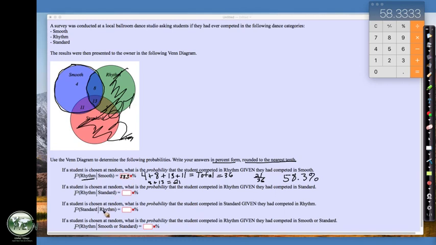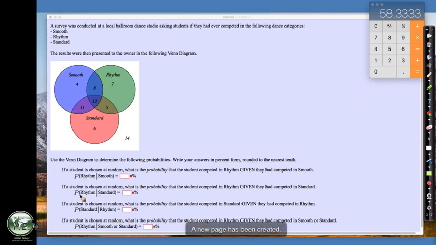58.3. Okay. The next question, you can read through it or we can read the mathematical part. We're given that the student has taken standard, so that's going to be just the standard circle, and then we want the probability that we choose someone who has done rhythm. So if you want to write any of these down, go ahead. If you need to go back, you can back up. I'm going to get a new page so that we have a clean sheet to work with for the second one. So this one has been done.